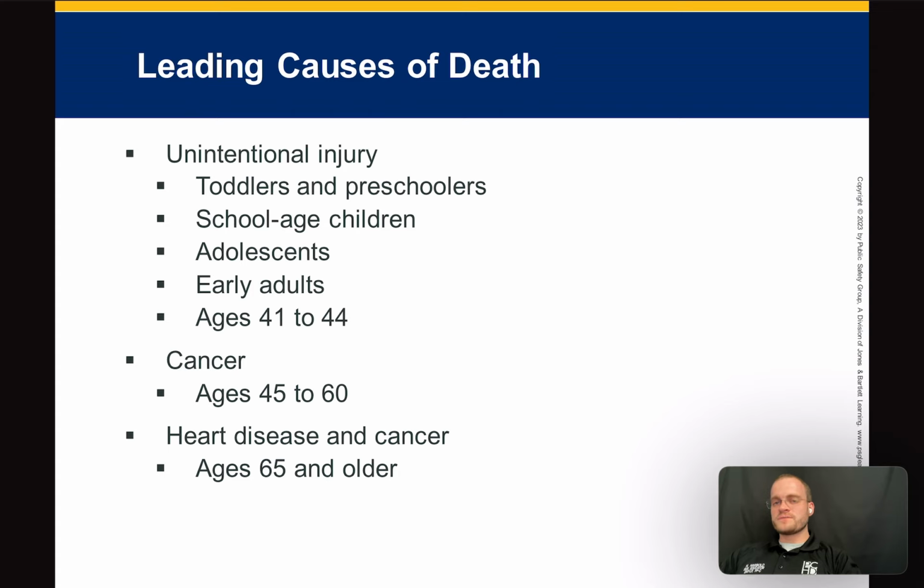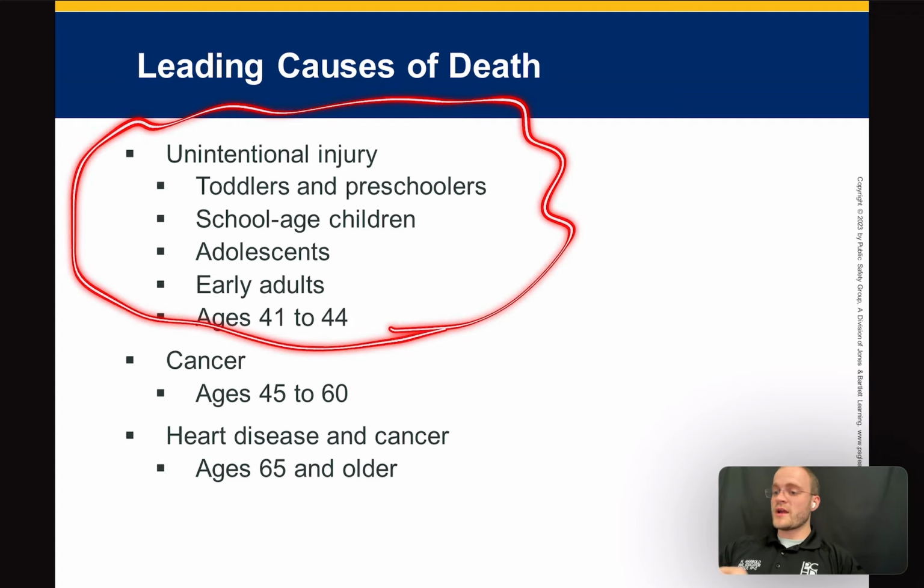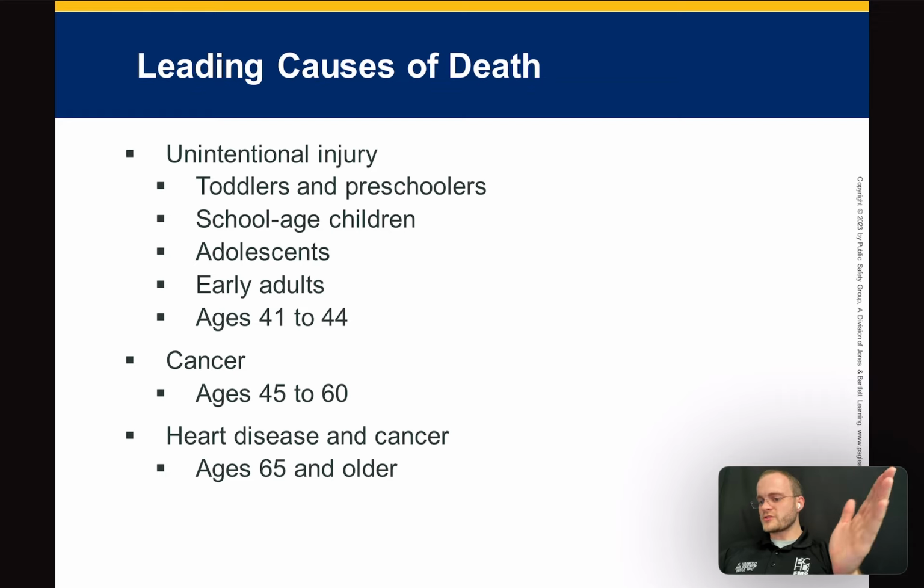This is epidemiology, right? An epi question. The leading cause of death. Unintentional injury is the leading cause of death for all of these people: toddlers and preschoolers, school-age children, adolescents, early adults, and adults up to 44. So that is a lot of age groups, right? So basically from birth, toddlers, right? From age 1 to age 44, your highest chance of dying is from unintentional injury.